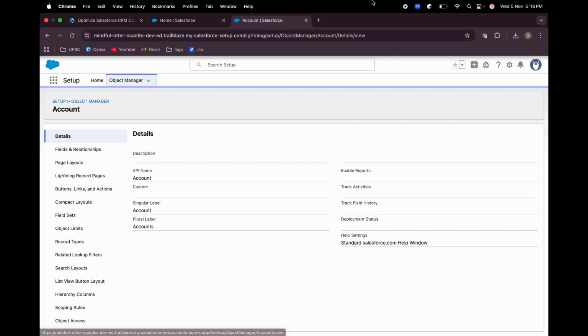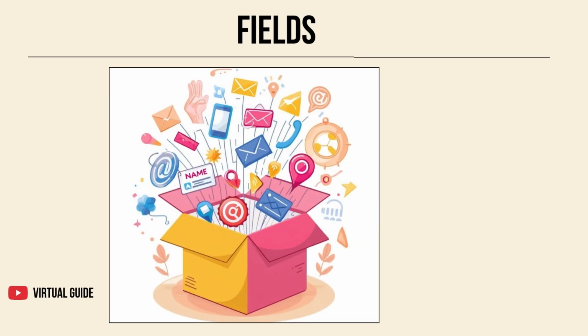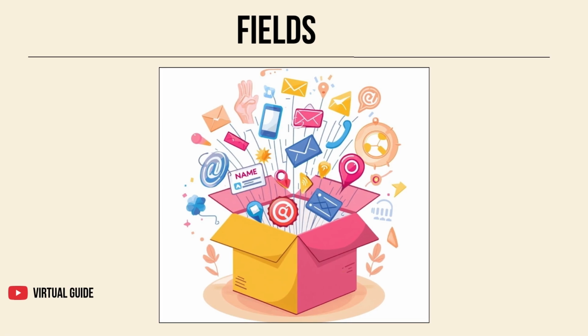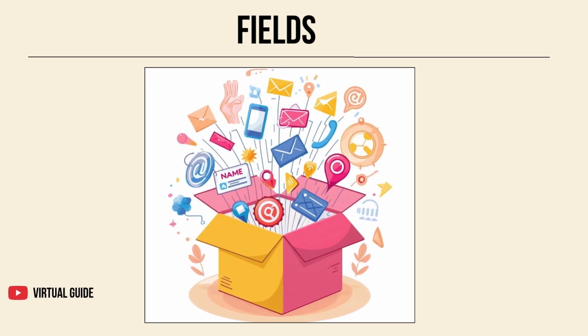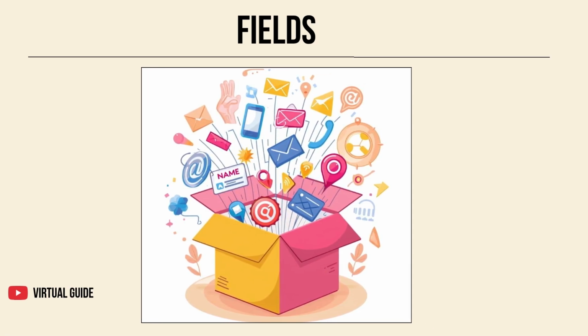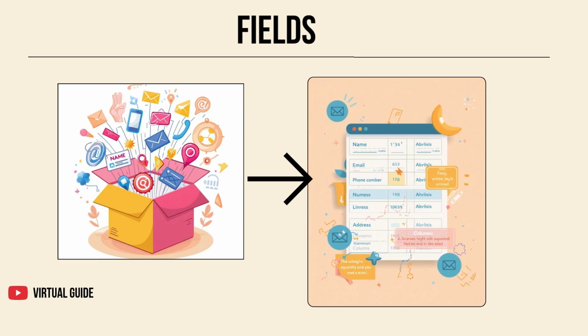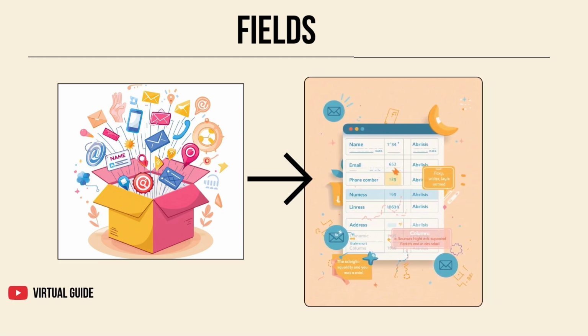So we have got the box, but what's inside the box? That's where fields come in. Each field represents a piece of information inside that object. For example, if your object is customer, then your fields could be name, email, phone number, address and industry. Think of fields as columns in a spreadsheet. Each one stores a specific type of information like text, number, date or even a formula.